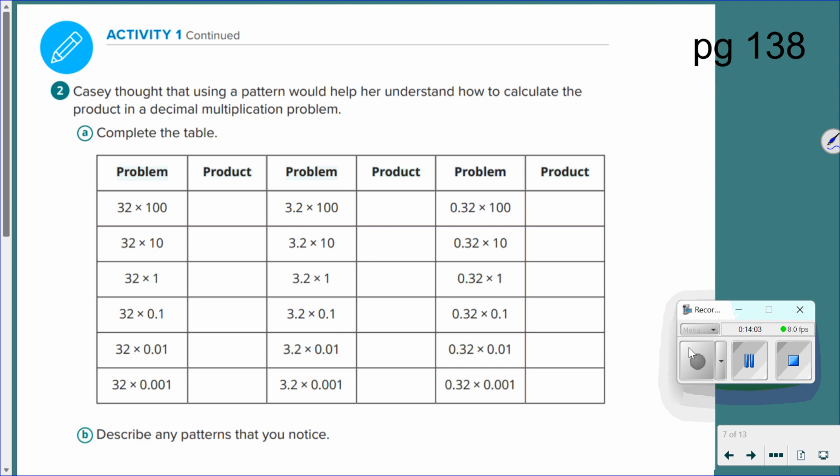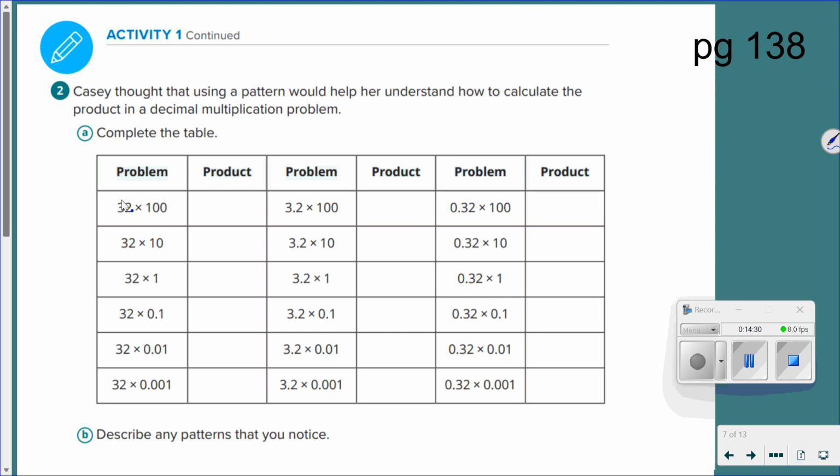All right, let's look at the first column. I am multiplying 32 by 100, so 32 by a whole number. Let's talk about this. Where's my decimal on 32? There's always a decimal, even if it's invisible. Where's my decimal on a whole number? On the right side of the 2, my decimal is here.